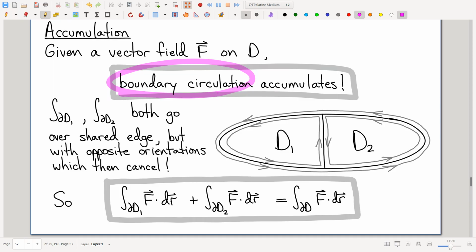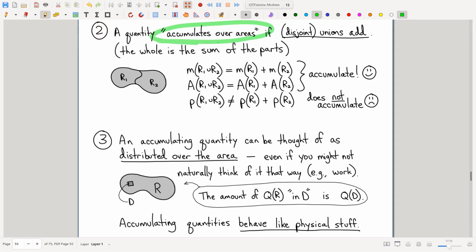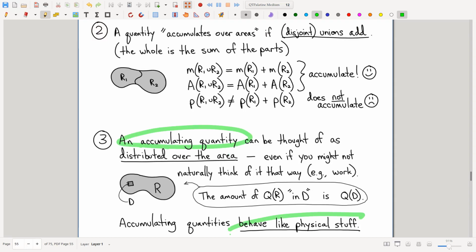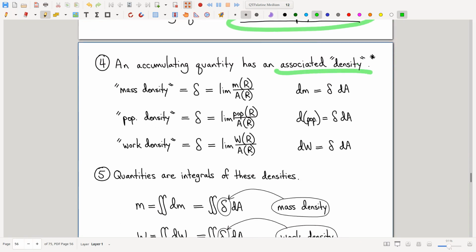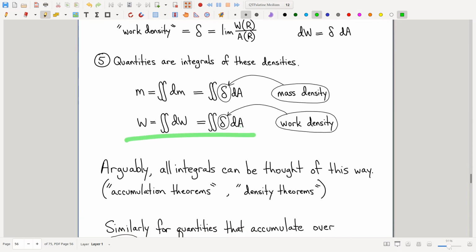And I'm going to say this is a little bit of a surprise. It's a weird little reality. Let me remind you where all this came from in the first place. The reason we were interested in accumulating quantities is because accumulating quantities behave like physical substances. I mean, in the sense that they can be viewed as distributed over the area, and they just behave that way. And so you might as well treat them that way, which allows us, for example, to talk about their associated density. And as soon as you understand it as having a density, you can compute with an integral. So this is actually a really powerful strategy.